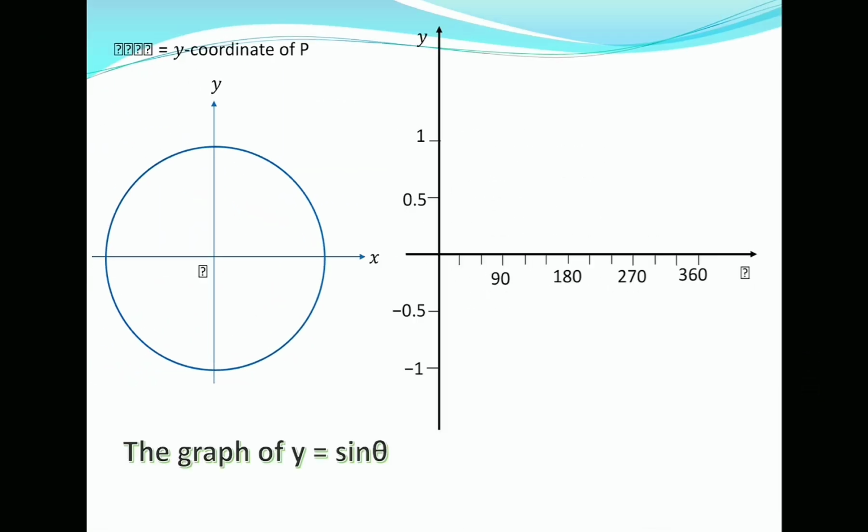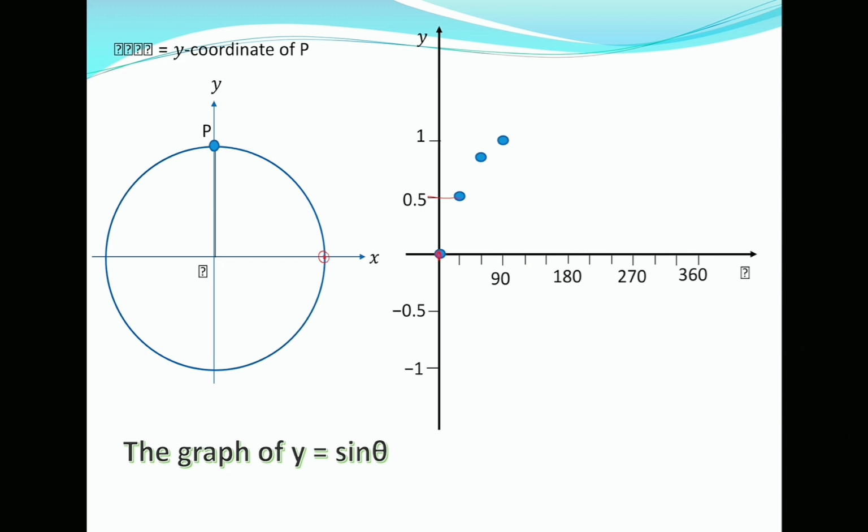Fine. So now, at theta equals 0 degrees, the value of sine theta is 0. The first point is (0, 0). At 30 degrees, it is 1 by 2. And we will plot values of sine theta on increasing values of theta.